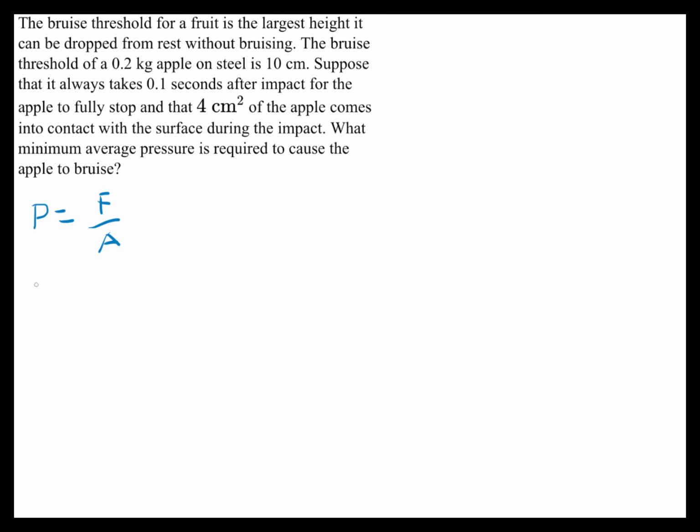And the other one we'll use is the impulse momentum theorem. And this says that the force times the time interval of the force is equal to the change in momentum, which we can write as the mass times the velocity, or simply the mass times the change in velocity if the mass is constant. So that's the impulse momentum theorem.